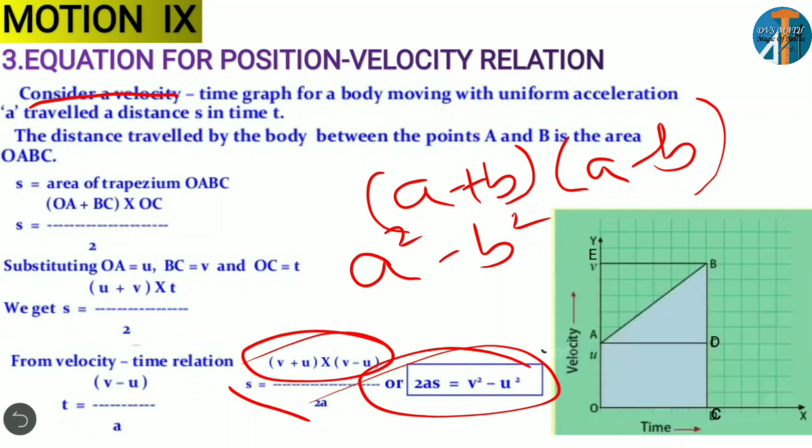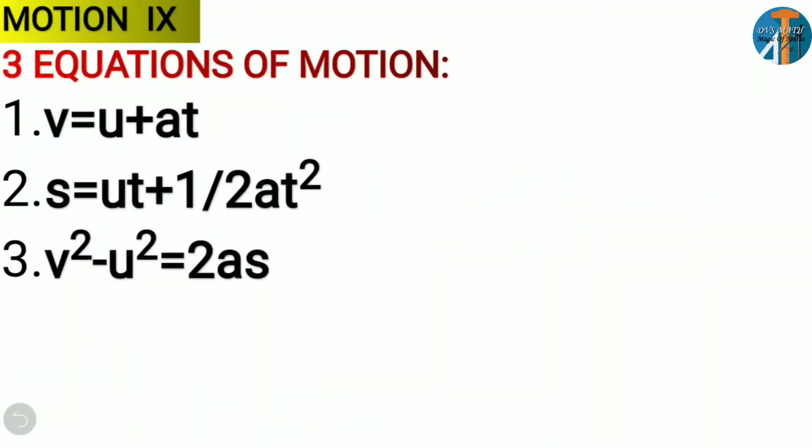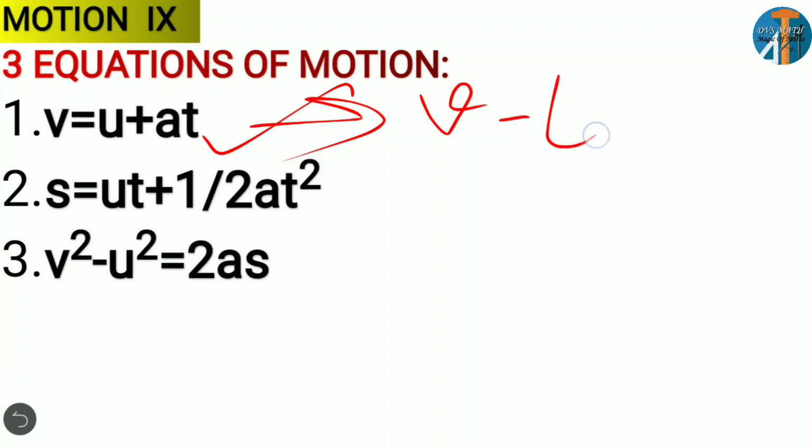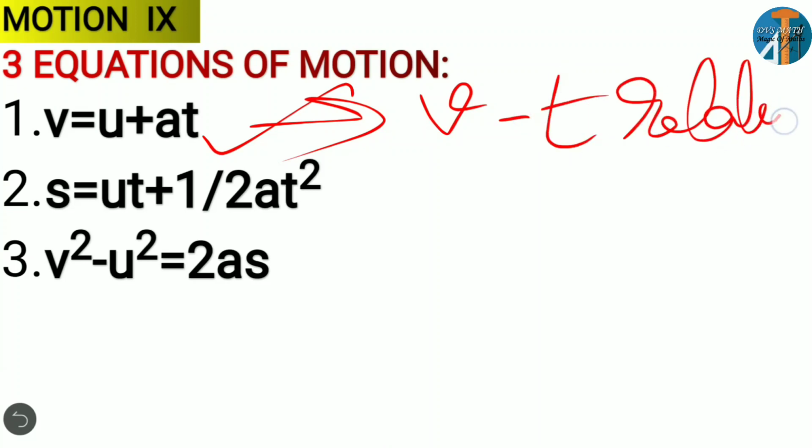This is the third equation of motion, that is the position velocity relation. Write the three equations of motion. They may ask for 1 mark. Okay, the three equations of motion are V is equal to U plus AT. This we are calling the velocity and time relation.